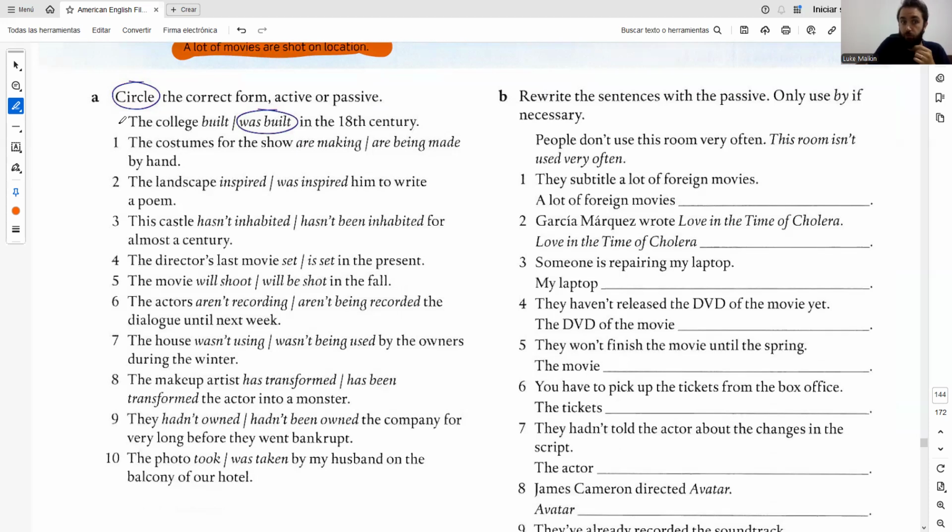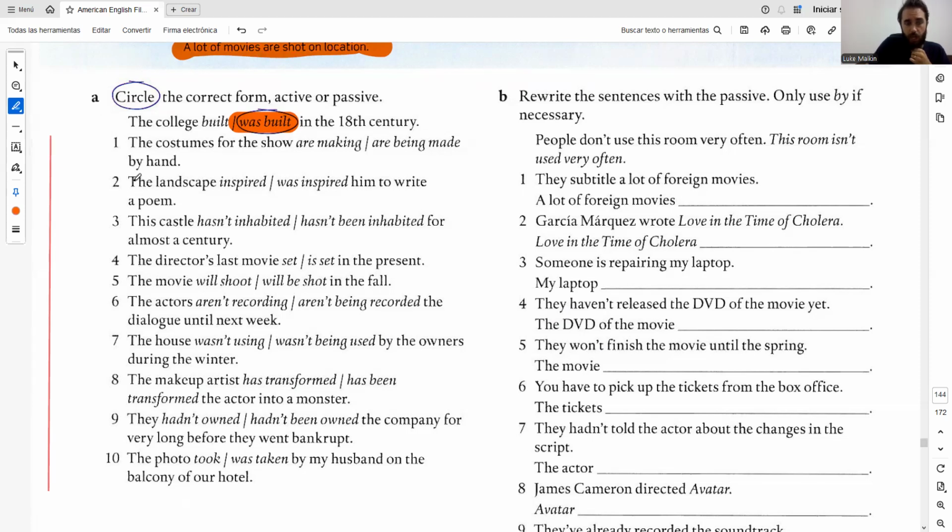Circle the correct form, active or passive. Here's an example. The college built or was built in the 18th century. Well, did the college build anything? No, the college is the building. The college was built in the 18th century. Pause and complete 10 questions.